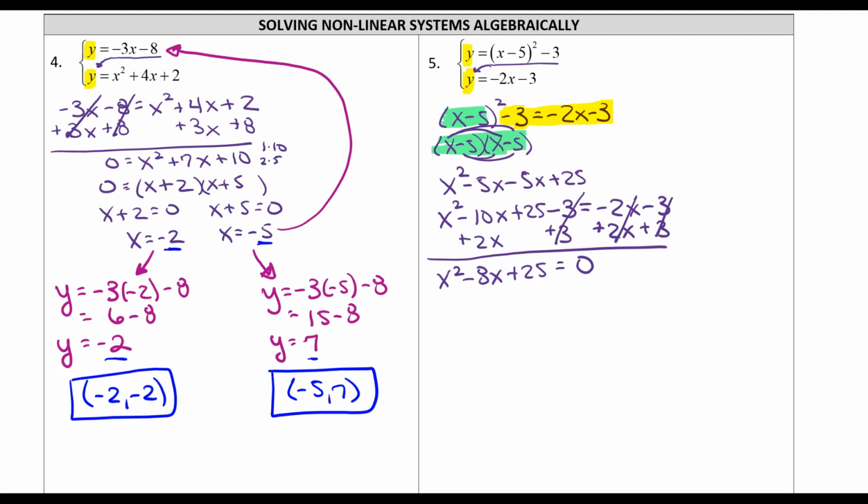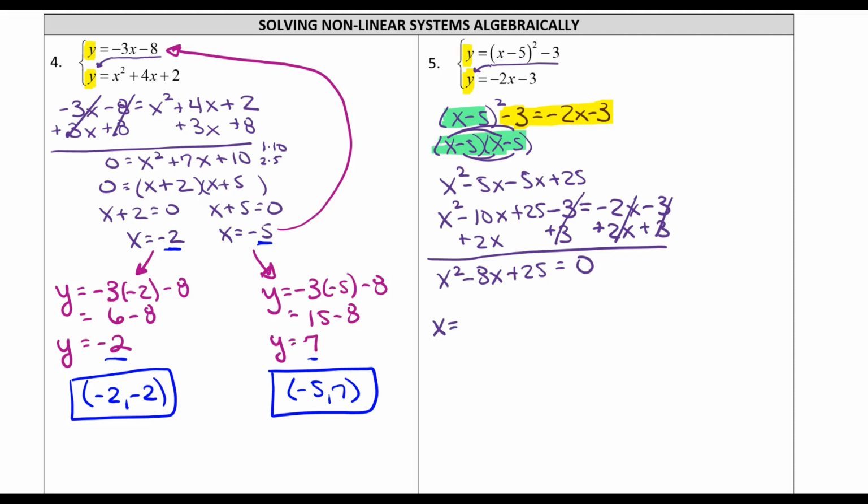Now, I might want to try to factor this, but knowing the factors of 25 are 1 and 25 and 5 and 5, none of that's going to add up to an 8. So what that means is I've got to pick another method. You could use complete the square. You could use quadratic formula. It's kind of your choice here. I'm going to use quadratic formula because I think that's what most people would probably prefer.